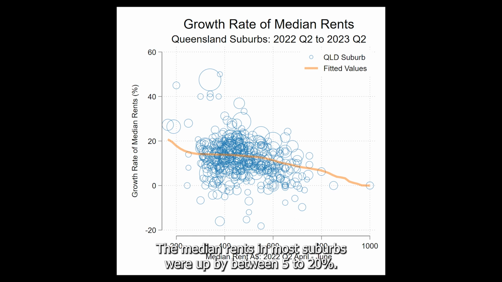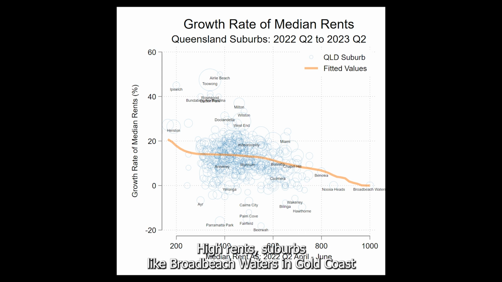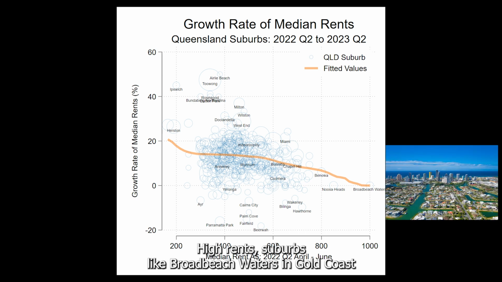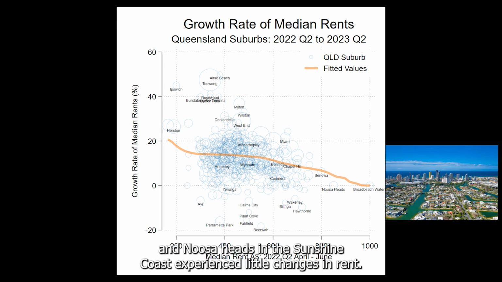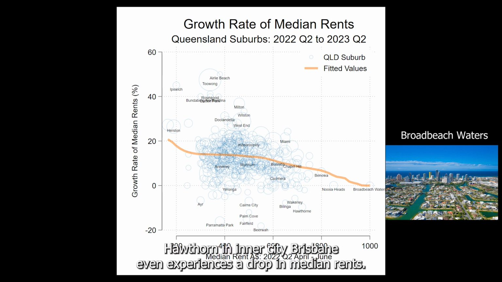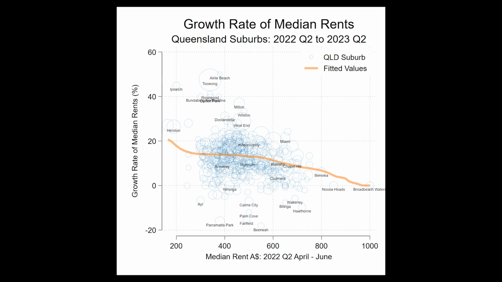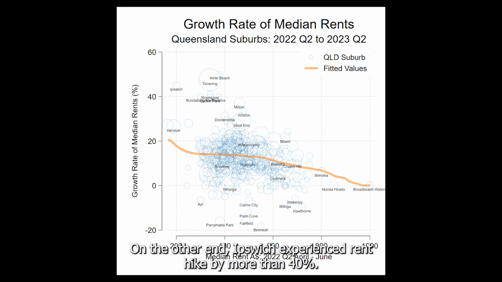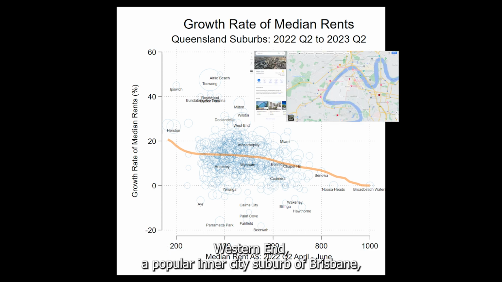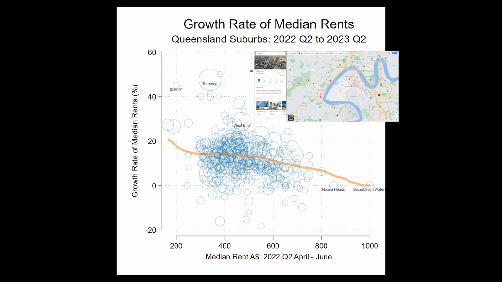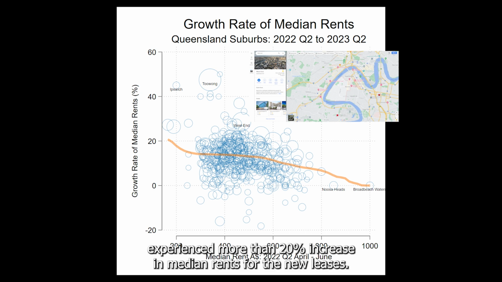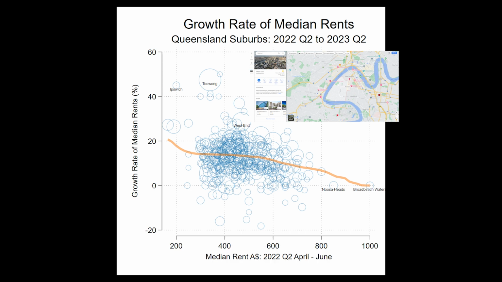The median rents in most suburbs were up by between 5 to 20%. High-rent suburbs like Broadbeach Waters in Gold Coast and Noosa Heads in Sunshine Coast experienced little changes in rent. Hawthorn in inner-city Brisbane even experienced a drop in median rents. On the other end, Ipswich experienced a rent hike by more than 40%. West End, a popular inner-city suburb of Brisbane, experienced more than 20% increase in median rents for the new leases.